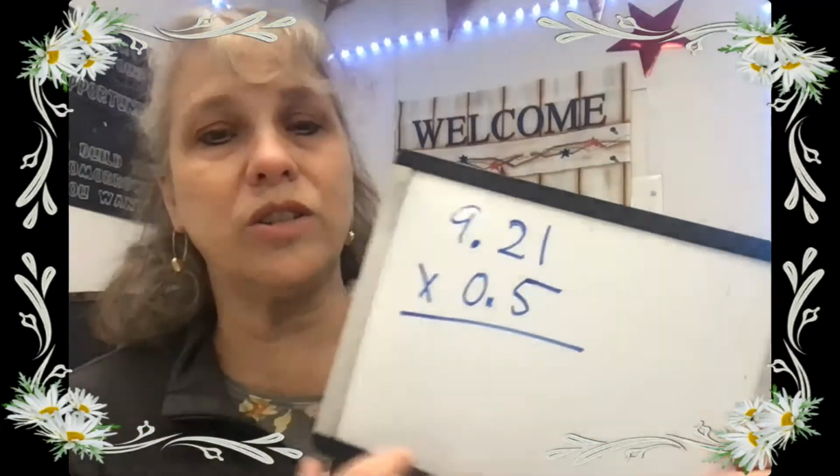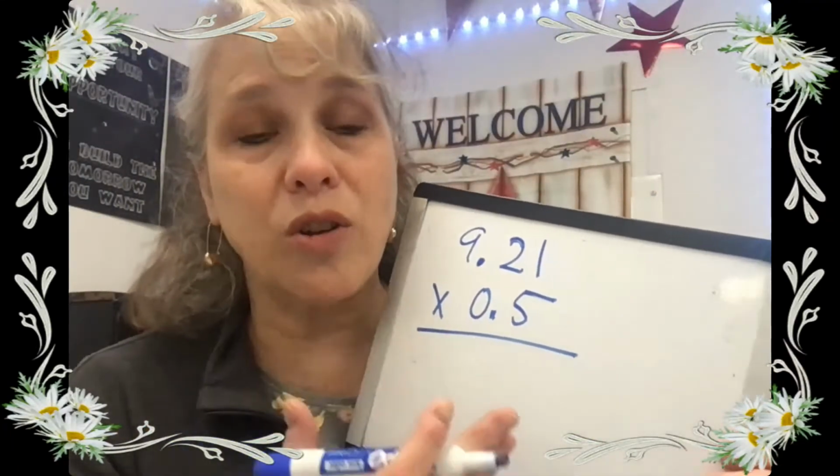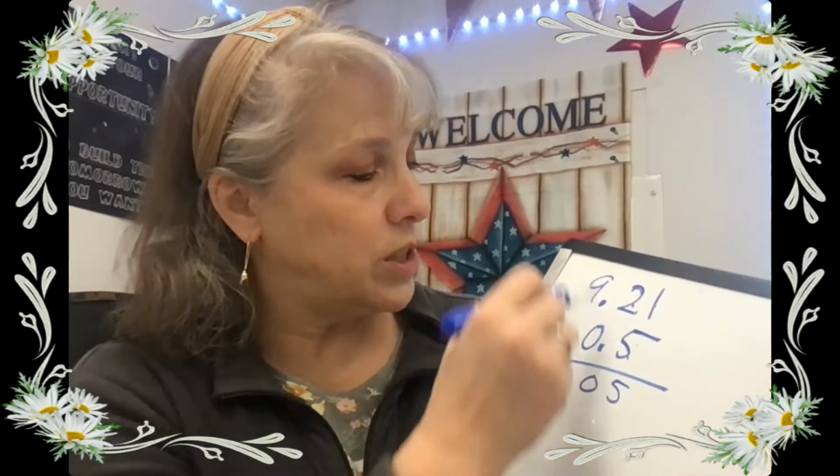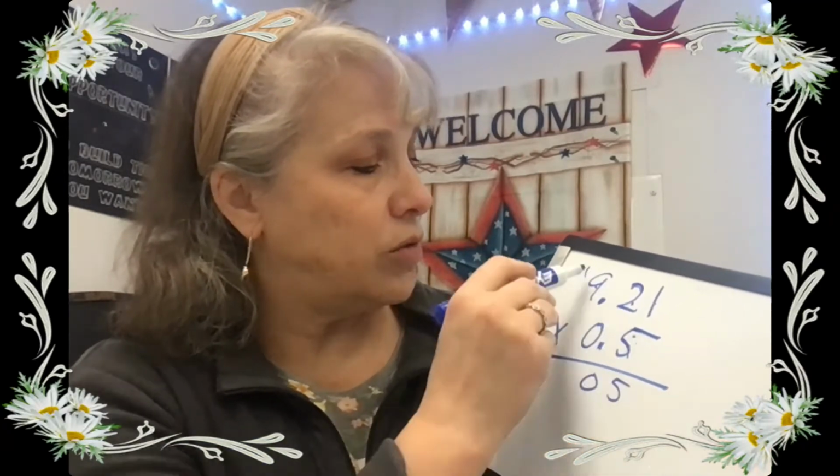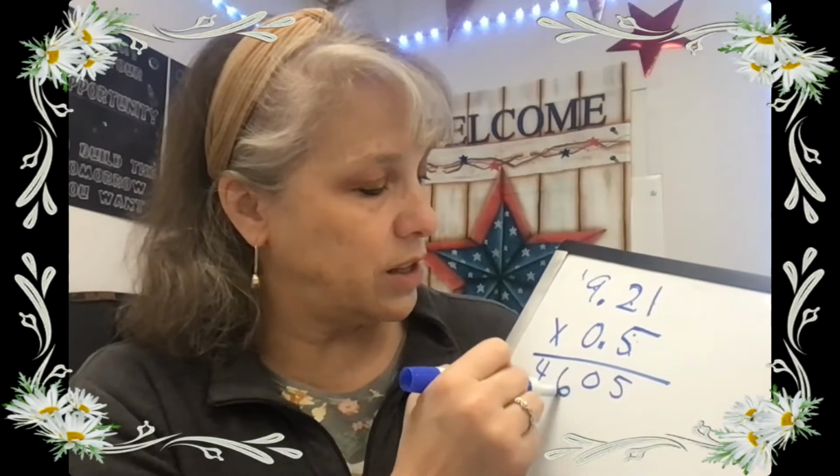Okay, and now I'm just going to quickly tell you how to multiply by decimals. If we had 0.921 times 0.5, what you're going to do is just multiply that as if there are no decimals. So 5 times 1 is 5, 5 times 2 is 10, 5 times 9 is 45, plus 1 is 46.